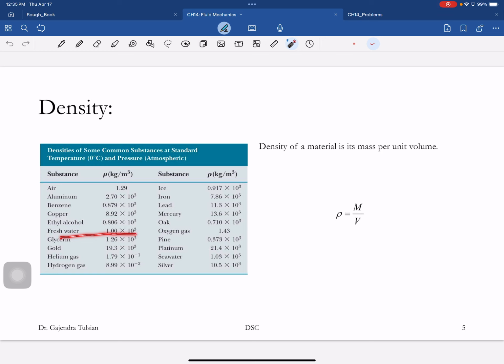Here's the density of water. The density of water is about 1,000 times greater. So what that means is the volume for a given mass is a factor of 1,000 less. If gas molecules are this far apart, in liquid the molecules are 10 times closer. So the density of liquids is 1,000 times greater.